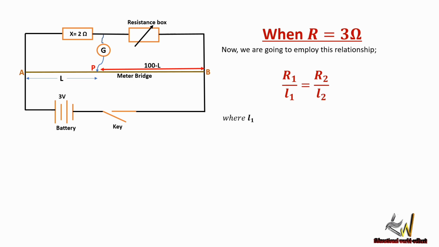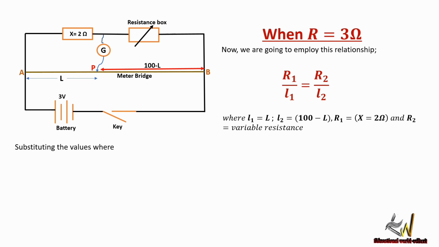Now which one is R1 and which one is R2? Now L1 is the length we are trying to look for, which is the L, which is the distance AP. As you can see, the L2 as indicated there is 100 minus L. R1 is the unknown resistance labeled X, which is equal to 2 ohm. Don't forget that. And R2 is the variable resistance which will be changing from our resistance box.